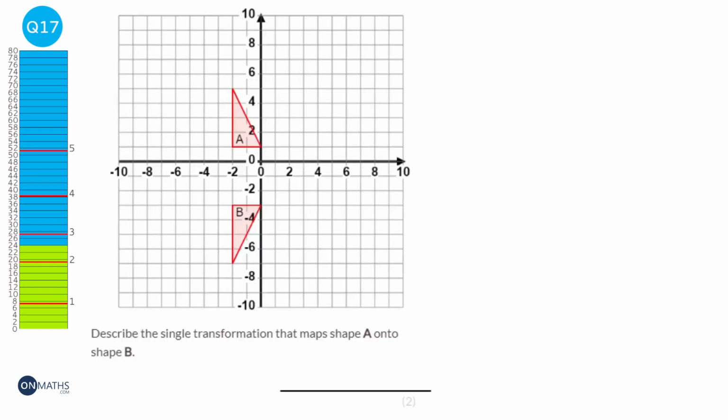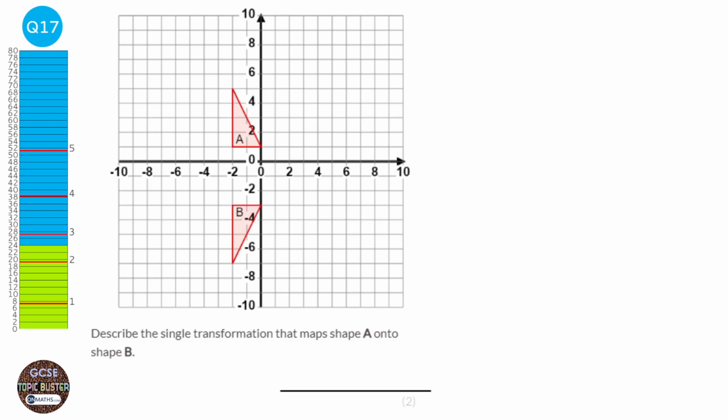So trying to describe the single transformation, it kind of looks like it could be a rotation, and it would be a rotation of 180 degrees. But if it was a rotation, it would be actually this way around. And so it's not a rotation. It looks to me like it's a reflection, which it is.